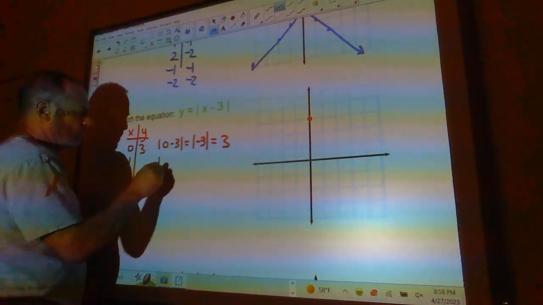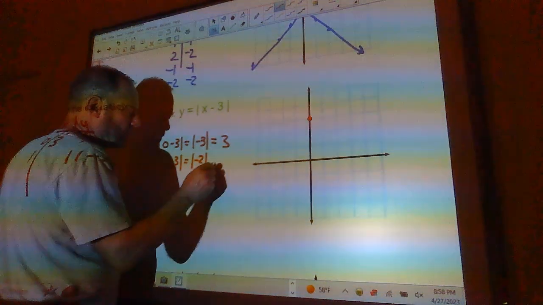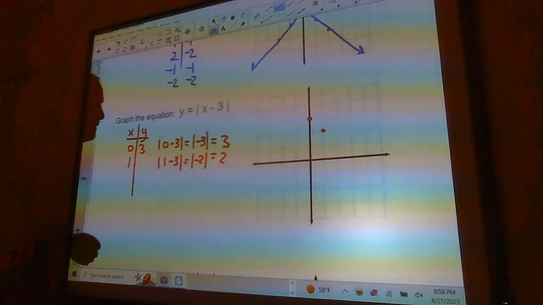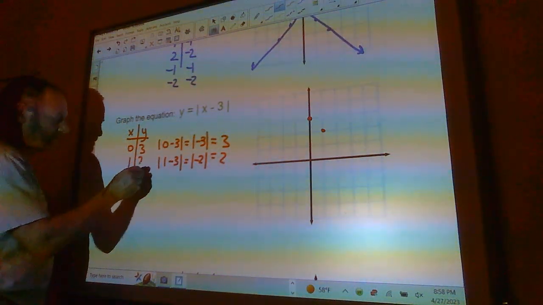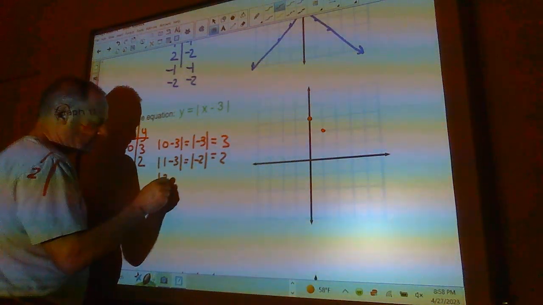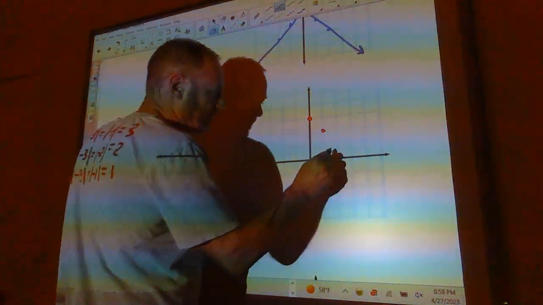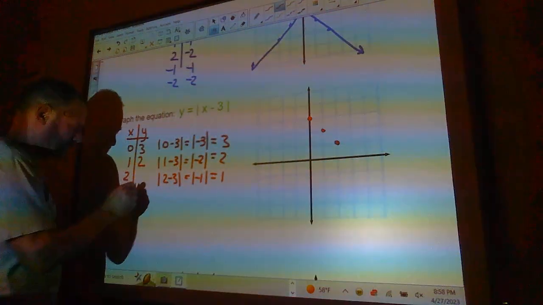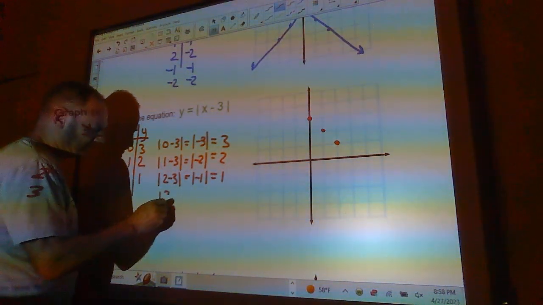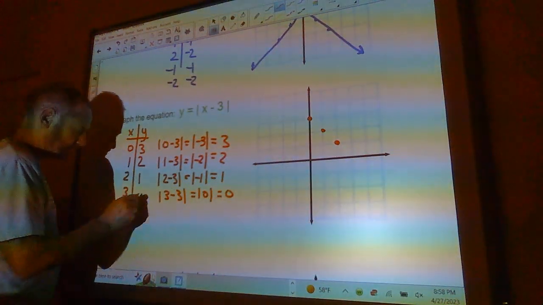Now, if I plug in 1, I get 1 minus 3, absolute value of that, of course, which is the absolute value of negative 2, which is 2. So I get this. If I plug in 2, absolute value of 2 minus 3 would be the absolute value of negative 1, which is 1. I'm going to get that point right there. What if I plug in 3? Absolute value of 3 minus 3 is the absolute value of 0, which is 0.